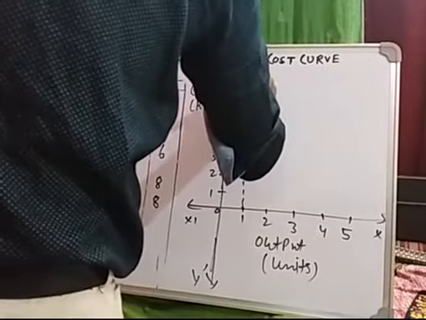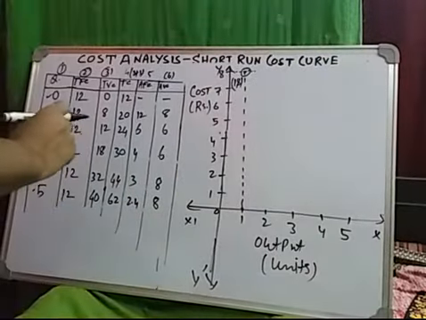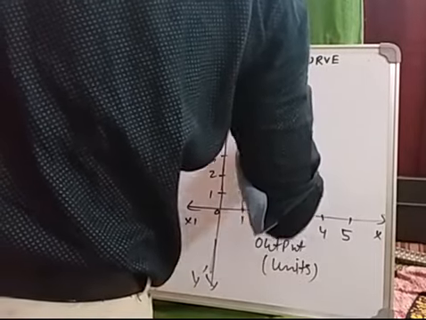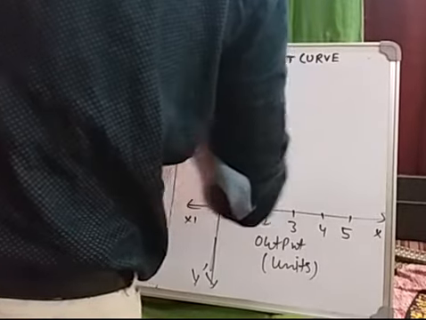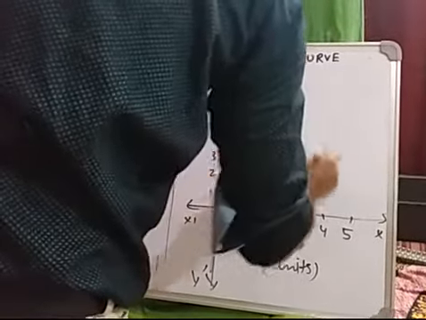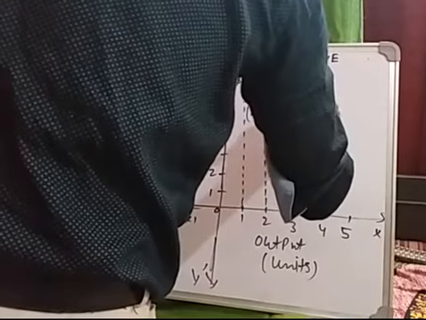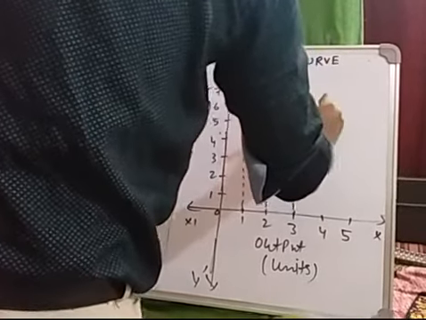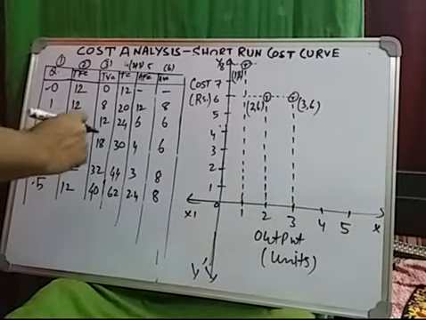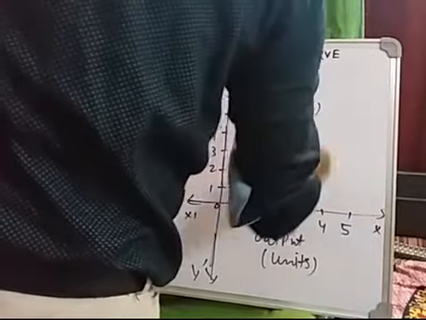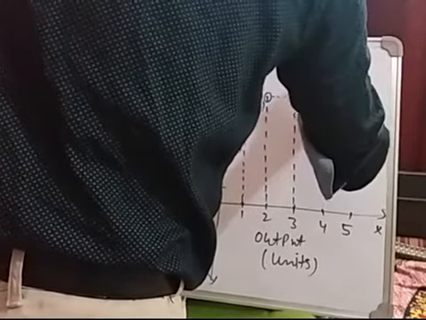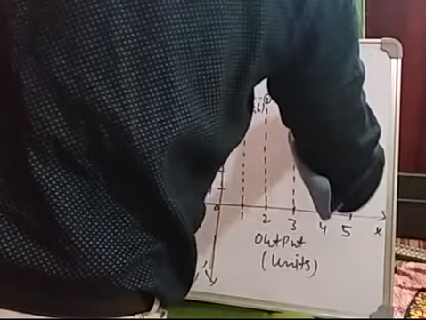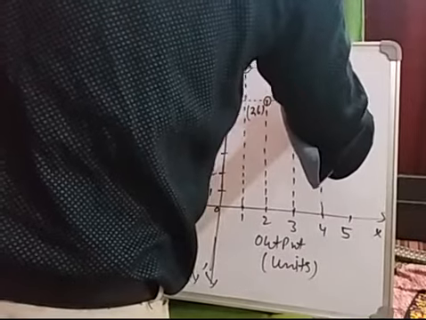So this is the 1, 8. Next is 2, 6. This is the 2, 6. Next is 3, 6. Then is 4, 8.